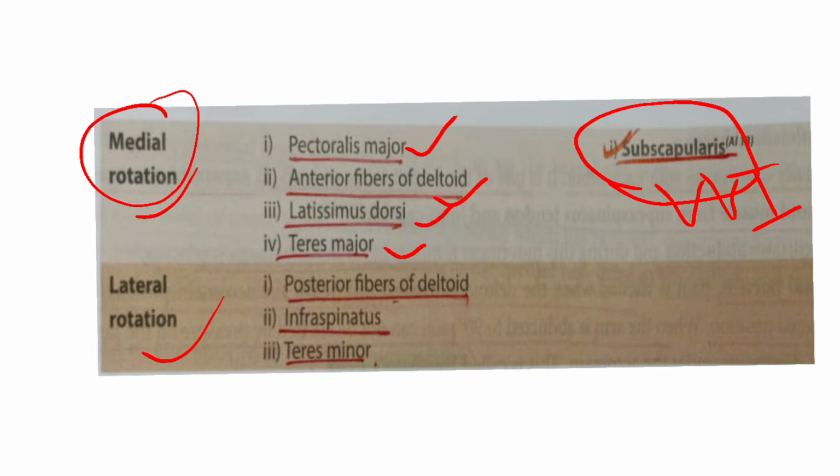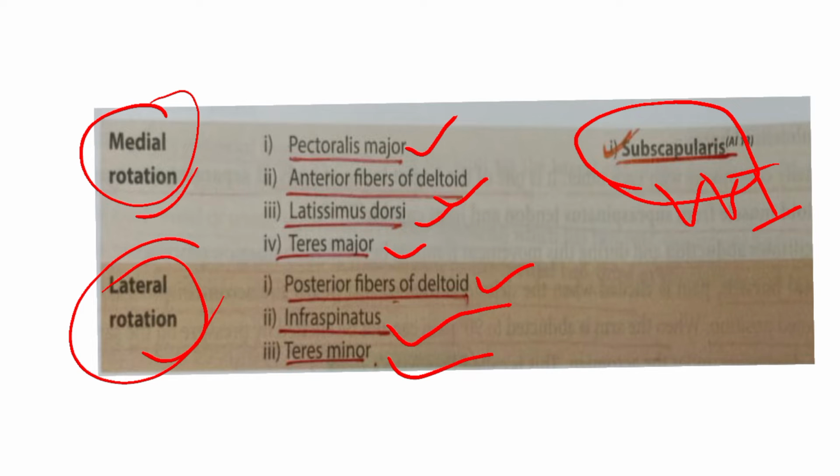And for lateral rotation, posterior fibers of deltoid, infraspinatus, and teres minor are the major muscles involved in lateral rotation of the shoulder joint.